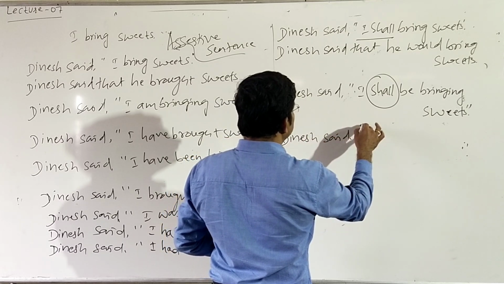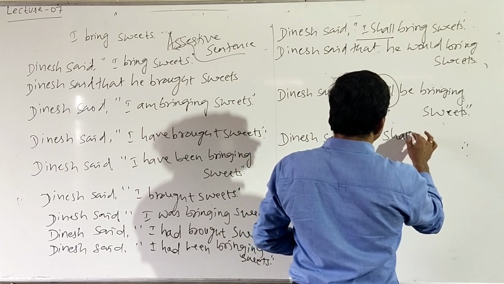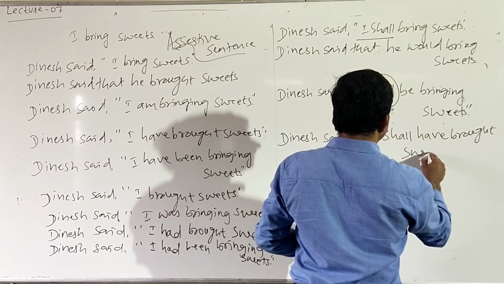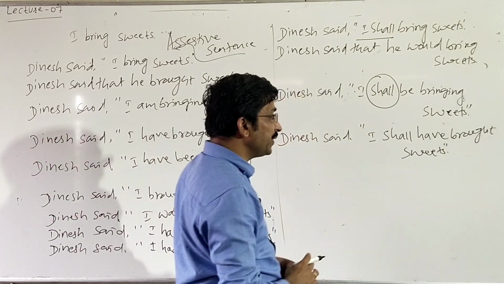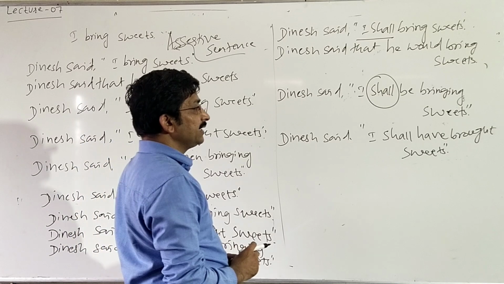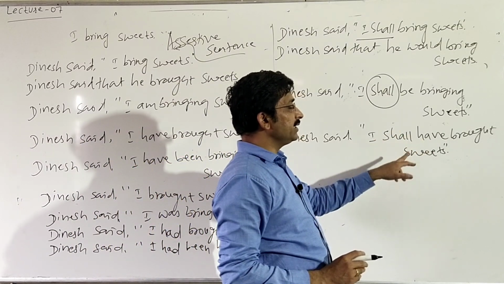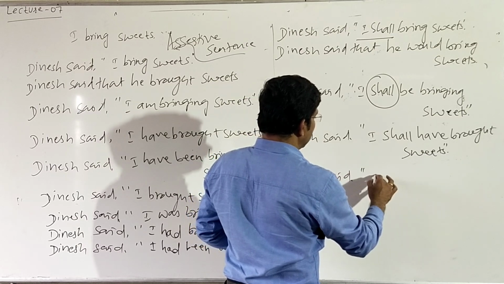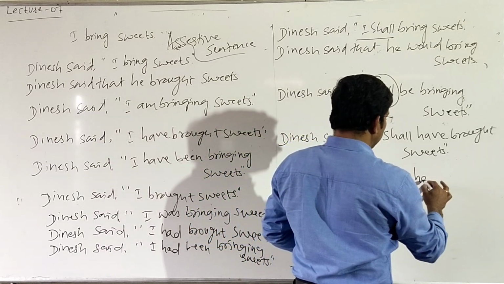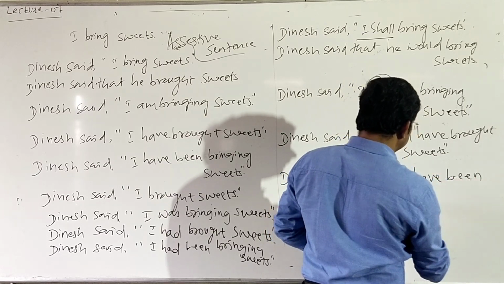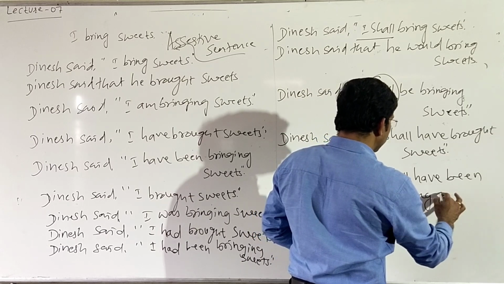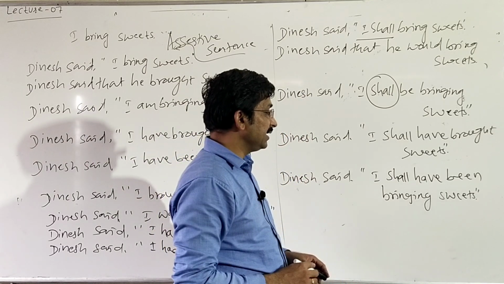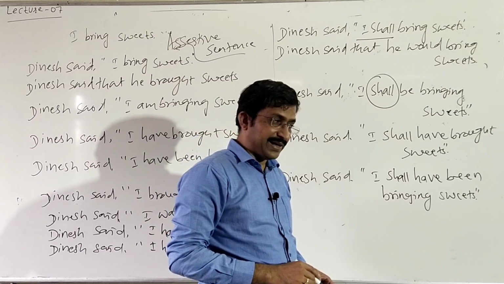Dinesh said, I shall have brought sweets. Now try this one. Dinesh said that he would have brought sweets. Then last one, Dinesh said, I shall have been bringing sweets. Its indirect form is Dinesh said that he would have been bringing sweets.